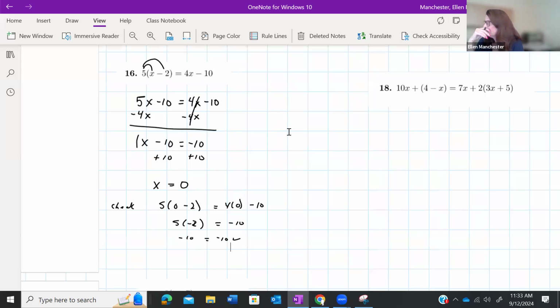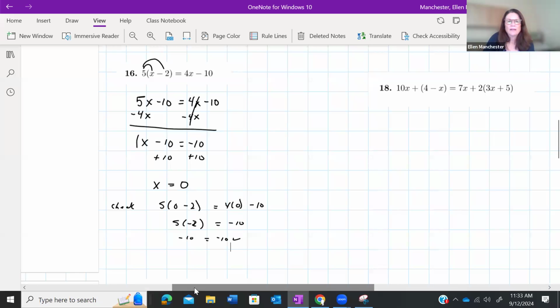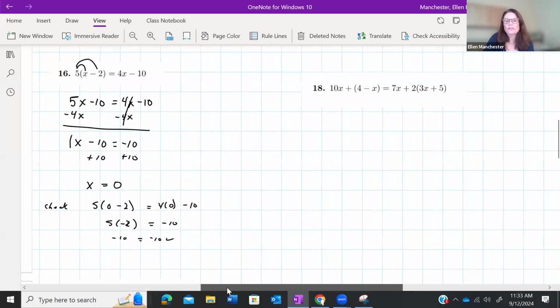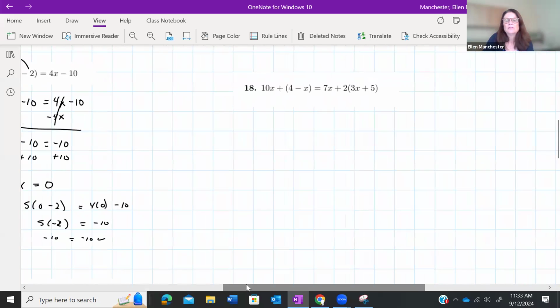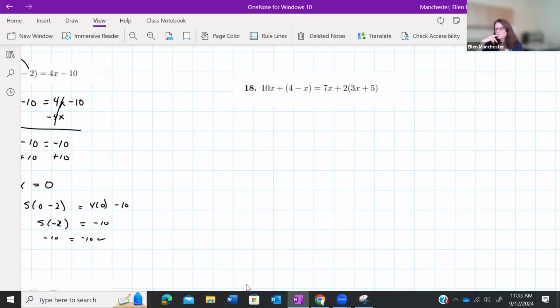All right, any questions? All right, try number 18. And you can see we just keep adding layers to it. But your goal is to get it back to your two-step equation.